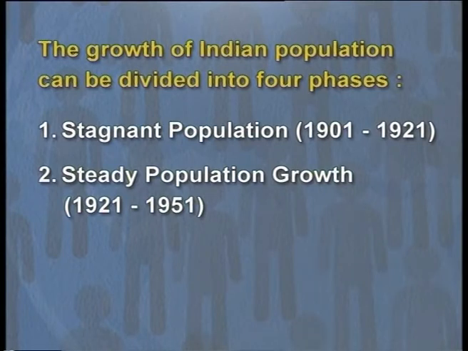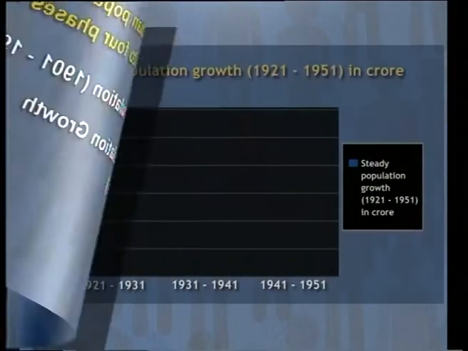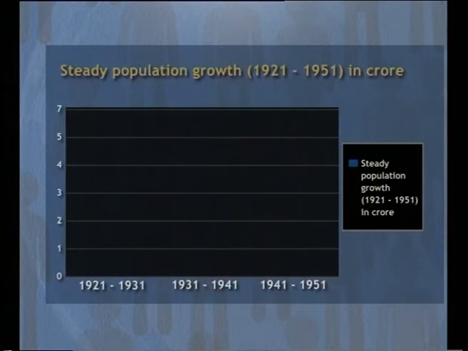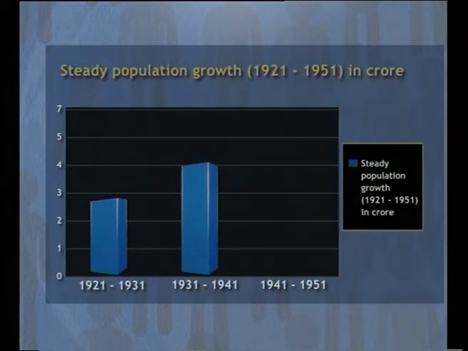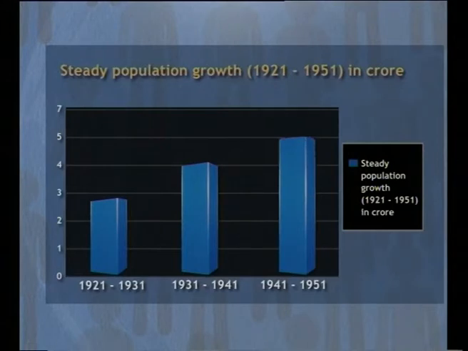Now, let's look into the second phase of the population growth. This phase is known as steady population growth and the period is between 1921 to 1951. This phase recorded a steady growth of population. During this phase, population increased by 2.8 crores in 1921 to 1931, 4 crores in 1931 to 1941 and further it increased to 5 crores in 1941 to 1951. The recorded decadal growth rate in 1951 was 0.9%, which is less than that in the year 1941. The reason that can be attributed to this is the partition of India in 1947.